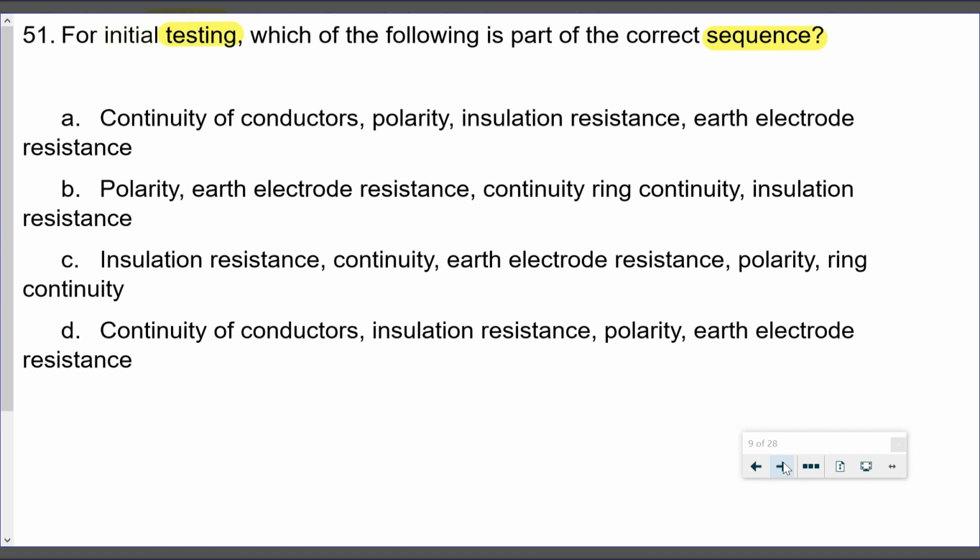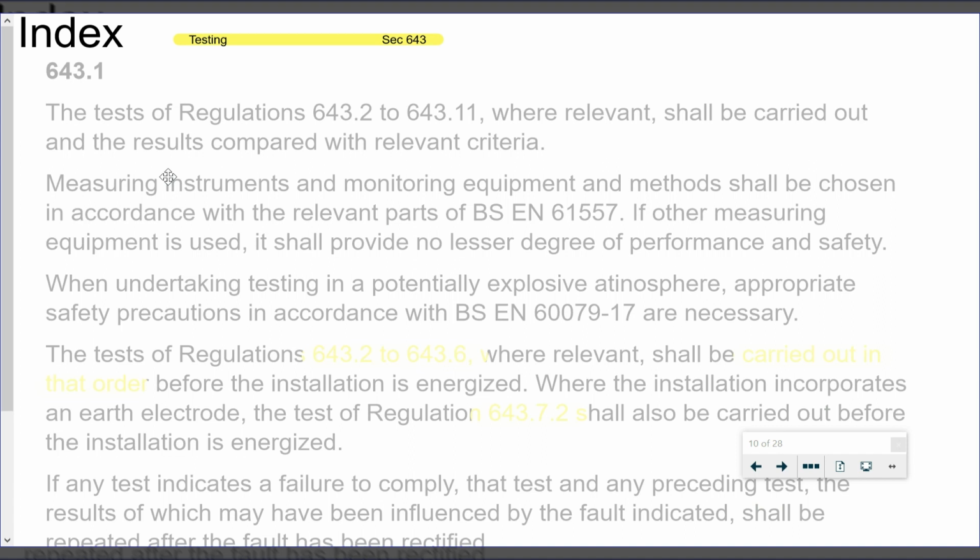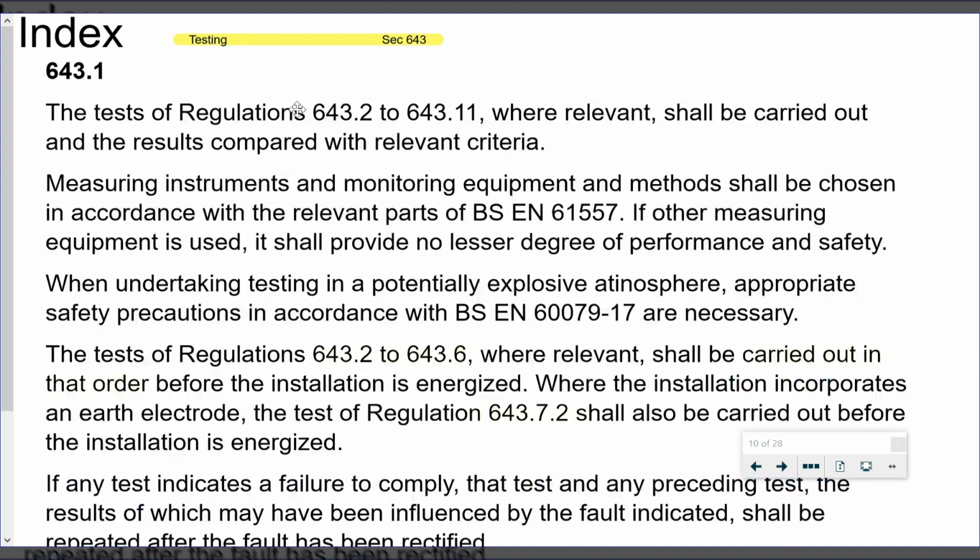Okay. So we're going to go and look in the index. We're going to look at testing, and you'll see testing, it tells us to go and look at section 643. In 643, the first regulation there tells you that all the tests where relevant have to be carried out. We need to use equipment conforming to the appropriate standard, and if we're working in potentially explosive atmospheres, we need to be taking the appropriate safety precautions. And then it says there in that fourth paragraph, the tests of regulation 643.2 to 643.6 where relevant are going to be carried out in that order before the installation is energised.